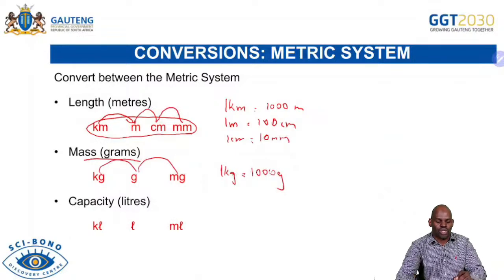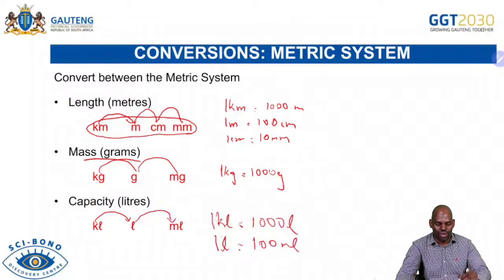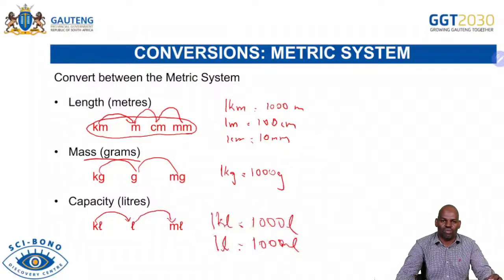The next one is capacity. If you want to convert from kiloliters to liters, again, 1 kiloliter is equal to 1000 liters. So from kiloliters to liters you multiply by 1000, but from liters to kiloliters you divide by 1000. Then for liters to milliliters, we know that 1 liter is equal to 1000 milliliters. That means from liters to milliliters you multiply by 1000, but from milliliters to liters you divide by 1000.